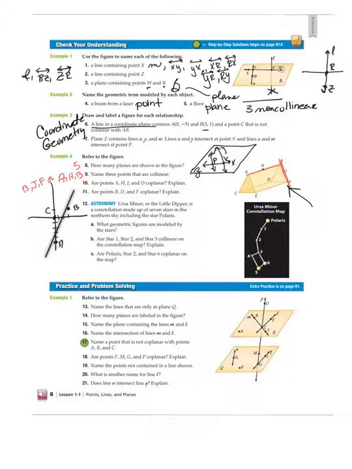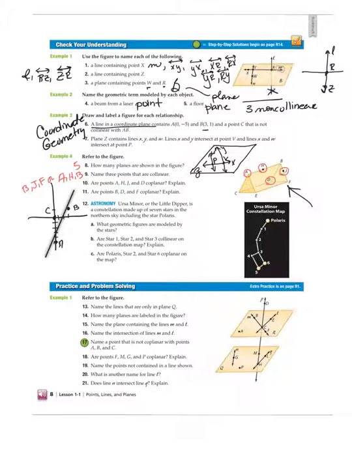Okay, let me erase this off. I want to be able to see this clearly since I'm being asked questions. Are points A, H, J, and D coplanar?